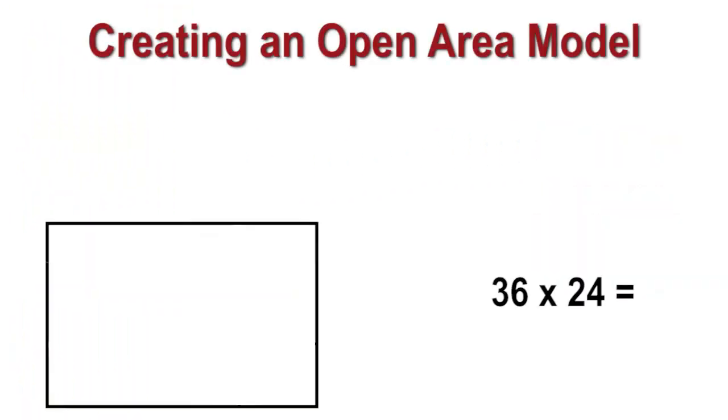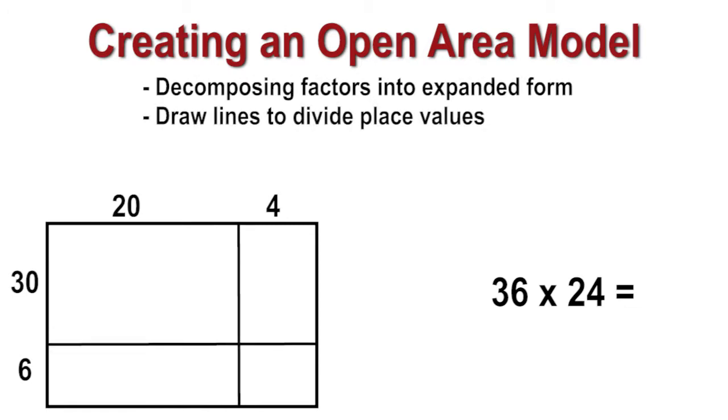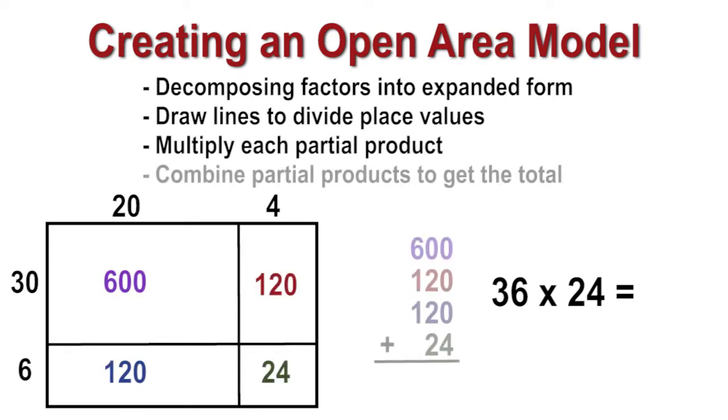The steps for creating an area model include decomposing factors into their expanded form, drawing lines to represent different sections, multiplying the partial products of each section independently, then combining the partial products to calculate the total product.